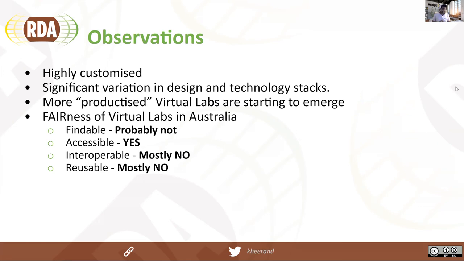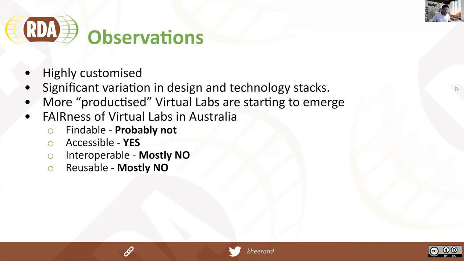So if you measure this against the FAIR principles for the virtual labs in Australia, findable, probably not. I think that's one of the challenging things that we're working on at the moment. If you know where to look, you can find them, but there is no way of automatically discovering them. We don't have the technologies in place to automatically discover them. And there's a whole conversation around how much you can do if machines could learn what other virtual labs are available and what they do. It takes the whole conversation to a next level when that can happen.